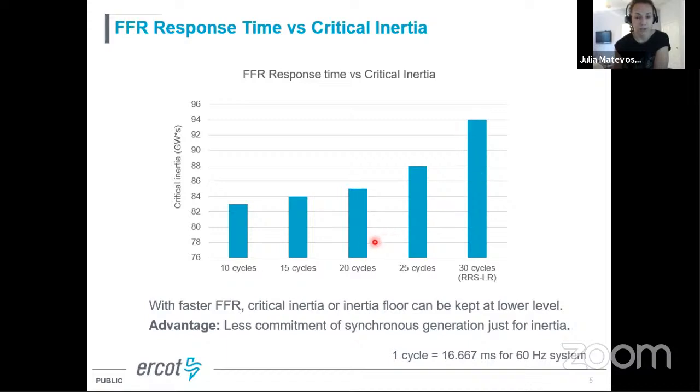And so as we go to 15 cycles, once the FFR product is fully subscribed, we can actually go to 84 gigawatt seconds of inertia, and with a little bit of margin, it will be set at 90 gigawatt seconds. So basically, having faster response allows us to reduce critical inertia or the inertia floor. And that means less commitment of synchronous generation just for the purpose of inertia.